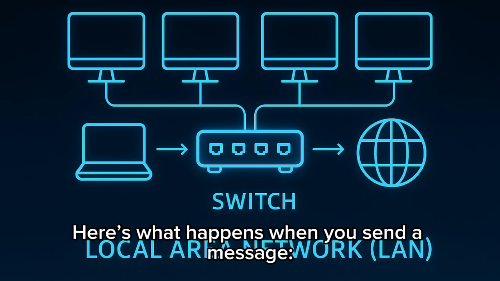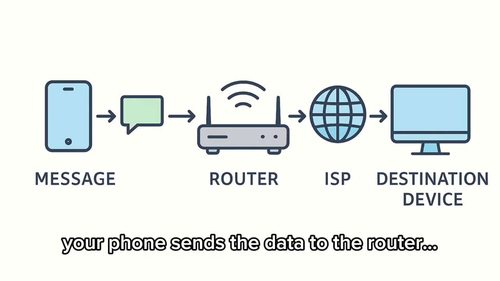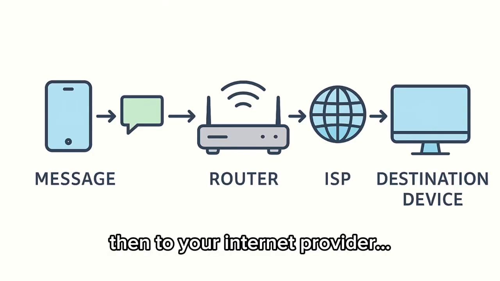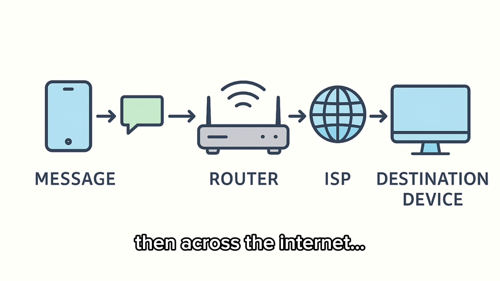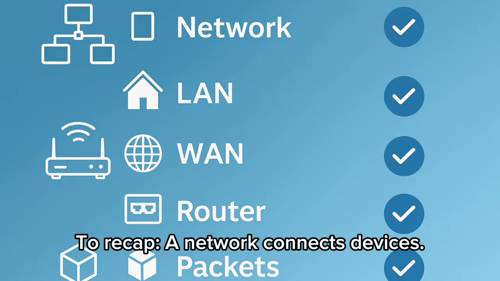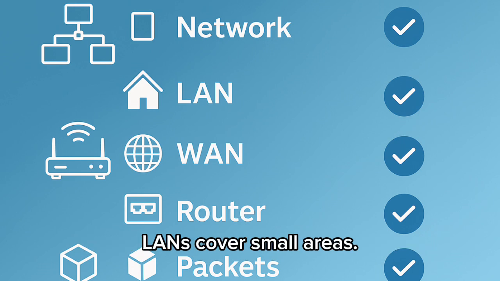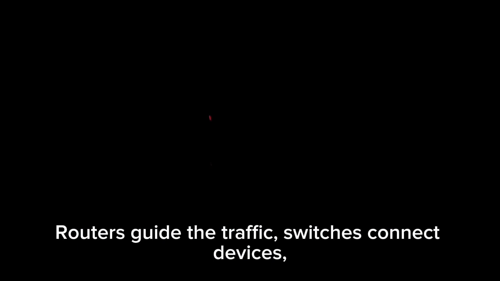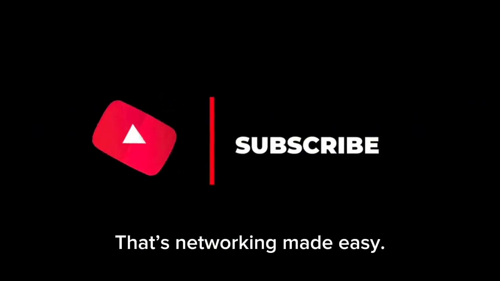Here's what happens when you send a message. Your phone sends the data to the router, then to your internet provider, then across the internet until it reaches the other person. To recap, a network connects devices. LANs cover small areas, WANs cover large areas, routers guide the traffic, switches connect devices, and data travels in packets. That's networking made easy.